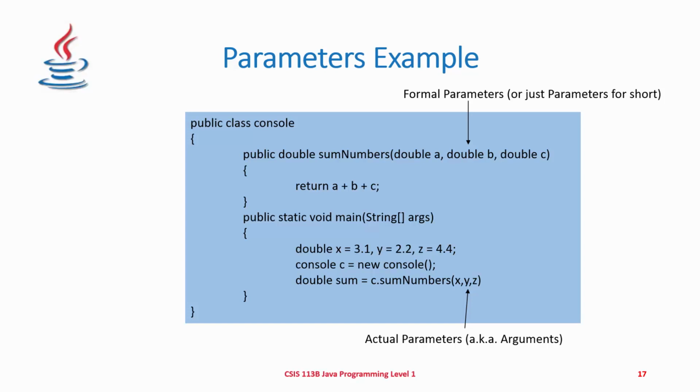Then we create a new instance of our class. We call it C. And then the next line, we're assigning to a double variable named sum the results of calling sum numbers and having it add those three values together. So notice that the actual parameters or arguments, they don't have to match as far as the name goes that we're passing into the method. The method will just take the order of those. So x is going to become A, y is going to become B, and z is going to become C.